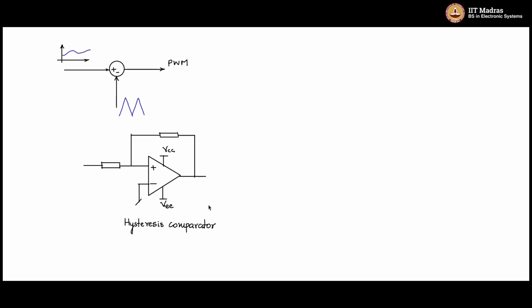Then the output of the hysteresis comparator is given to an op-amp integrator. The op-amp integrator consists of a resistor connected to the minus terminal. The positive terminal is grounded, and we must not forget VCC and VEE. From the minus terminal to the output, the feedback is through a capacitor. So this is an op-amp integrator. You know the operation of an op-amp integrator.